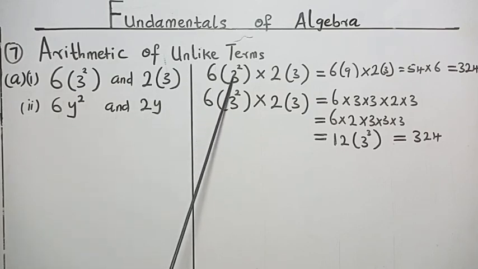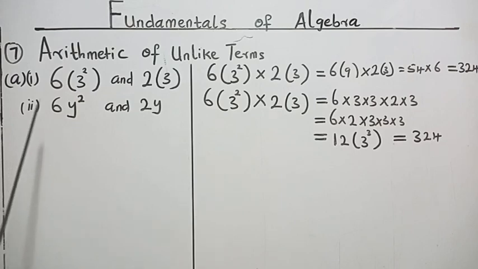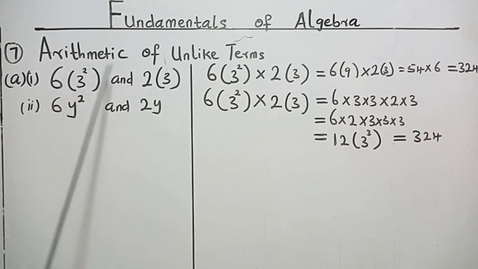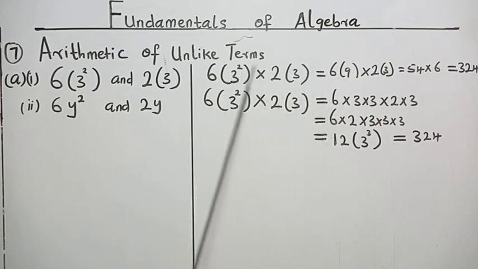6 bracket 3 to the power 2 times 2 bracket 3. We are carrying out multiplication of these two numbers. First, let us get the answer by the default method. By default, we are expected to know what the value of the number here is. That is 9, and then multiply it by 6.